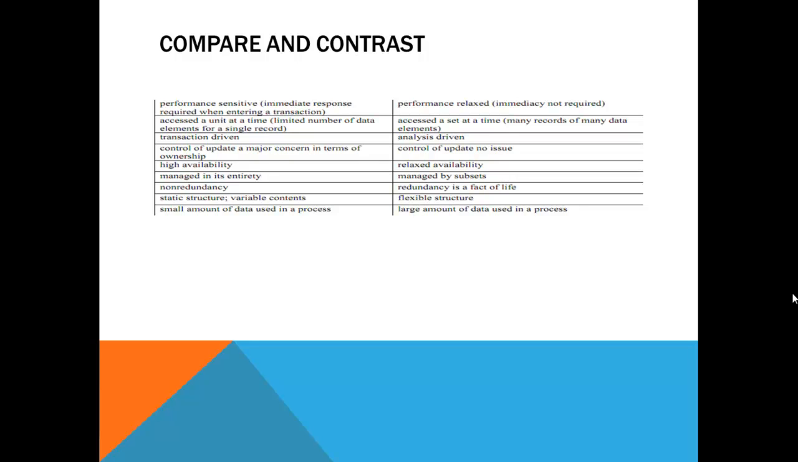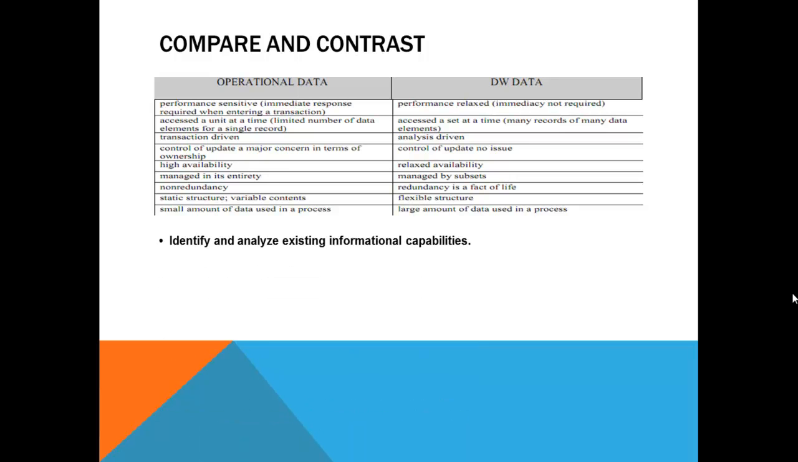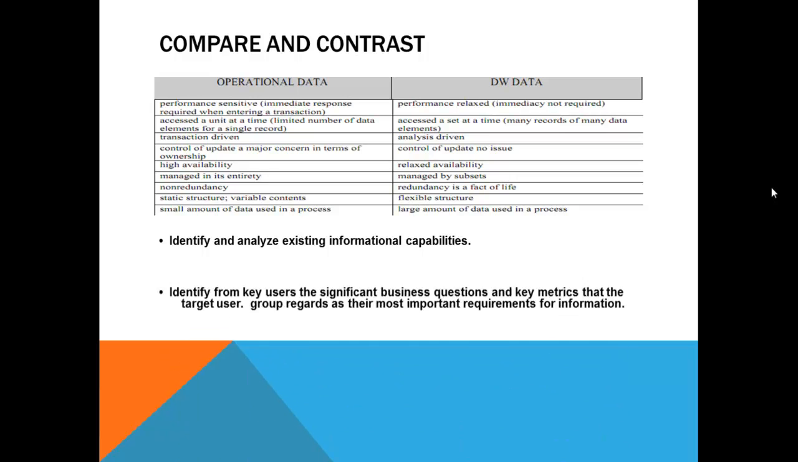So left hand side, small amount of data used in a process. It is a single transaction about one customer. Whereas the right hand side is a large amount of data used in a process. The query time, the return time, is going to be too huge when compared to the source systems. Here you are trying to analyze the customer trends. You are not trying to do one transaction with the customer. So this is all about the operational data versus the data warehouse data. So is that okay? Clear for you guys?